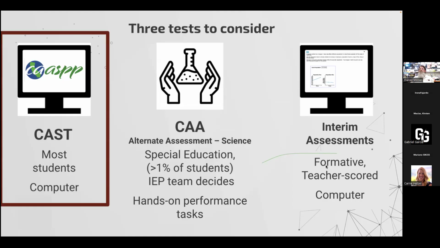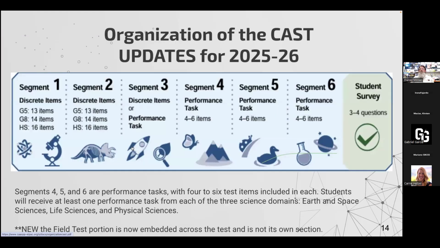So let's jump into looking again at the CAST, which had these 6 segments here, including several performance tasks, and really giving your students a chance to both show their knowledge in these individual discrete items and the slightly more involved 4 to 6 items on a single topic that they're really going to dig into in each of those subject areas of life science, earth science and space science, and physical science.